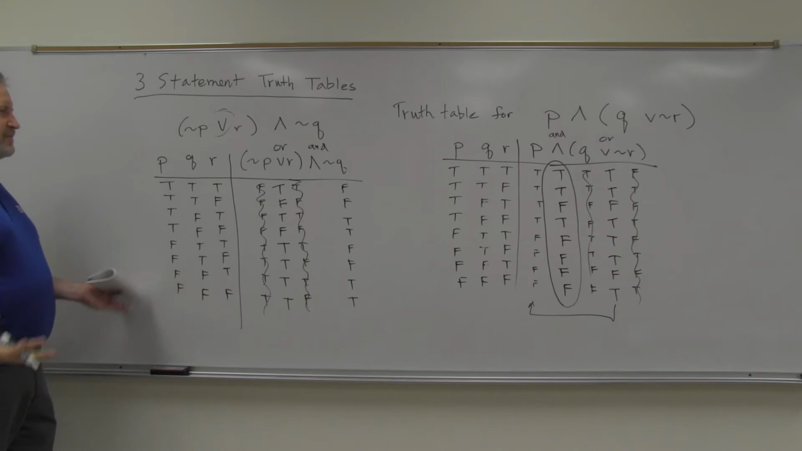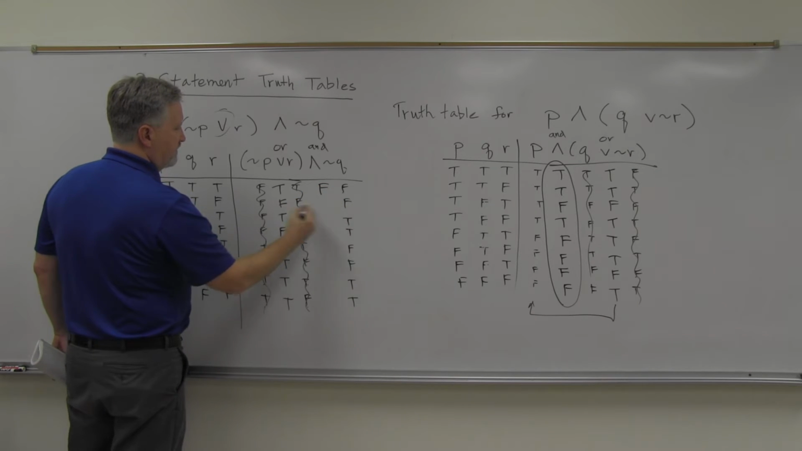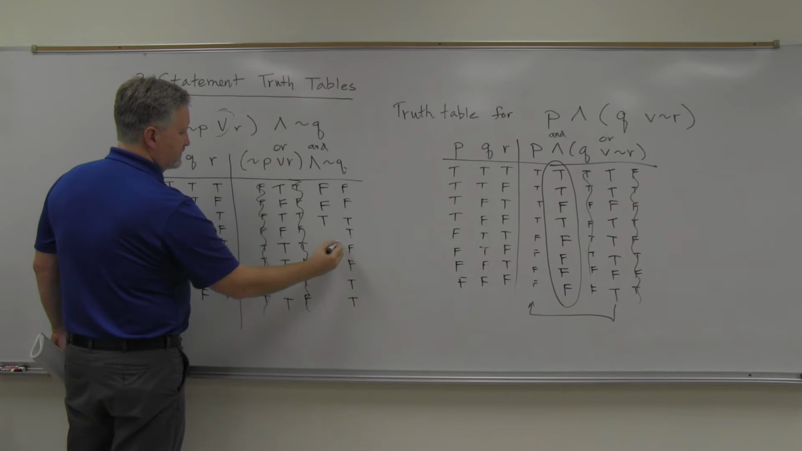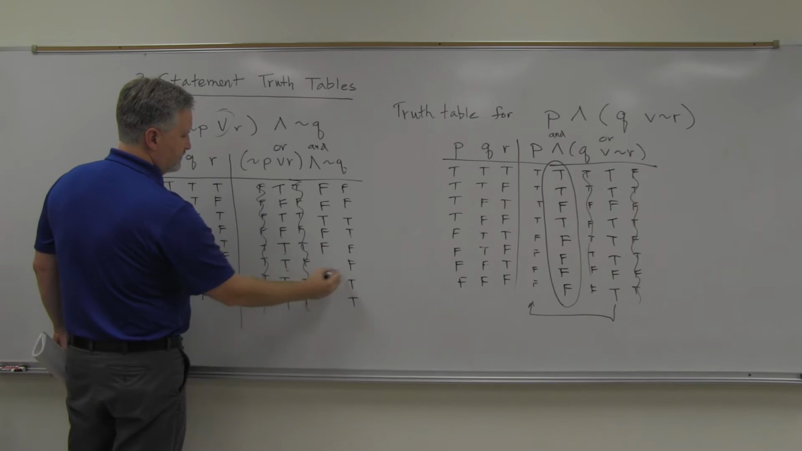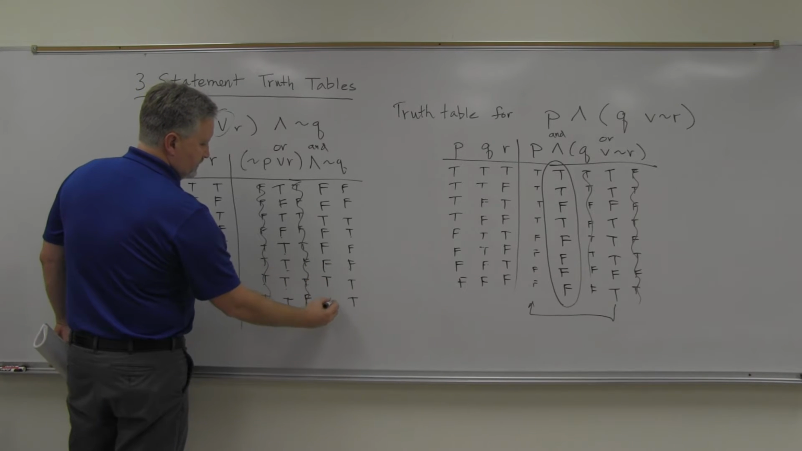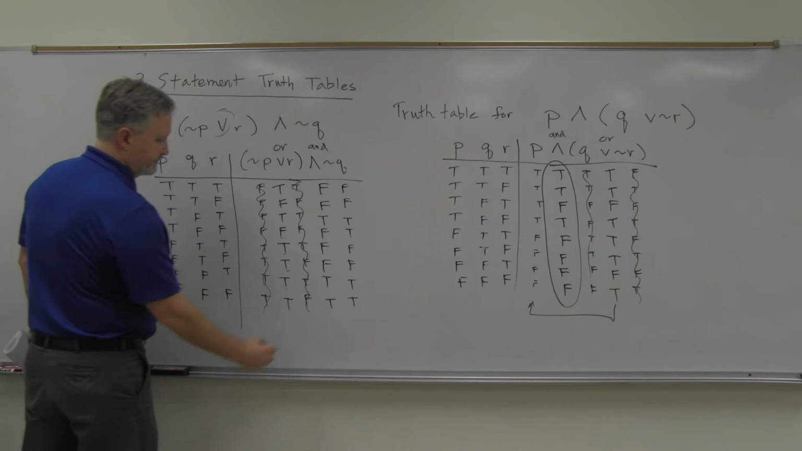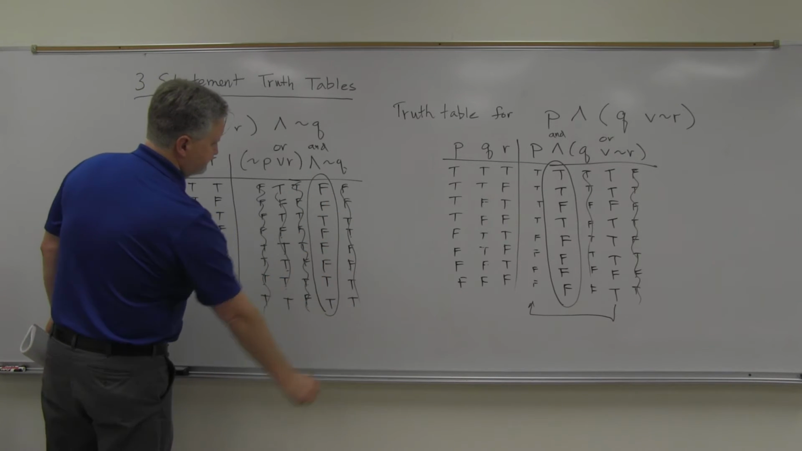So we get another practice with and. So and has to both be true to be true. So we got true and false is false. False and false is false. True and true is true. False and true is false. True and false is false. True and false is false. True and true, so the last two are true. There you go. That is the answer.